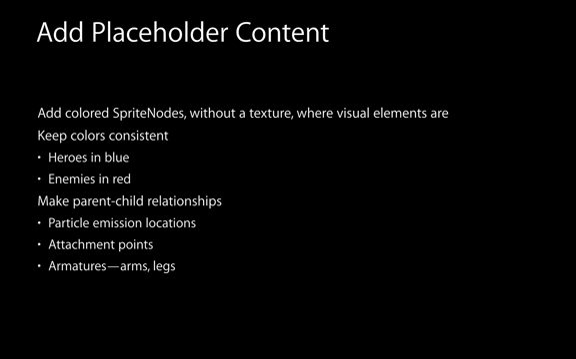Okay, now, make parent-child relationships here too. So particle emission locations, if you're making a train game, it is highly likely that smoke is going to come out of the smokestack, and that smoke should probably move with the train. So I've set that up as a parent-child relationship.